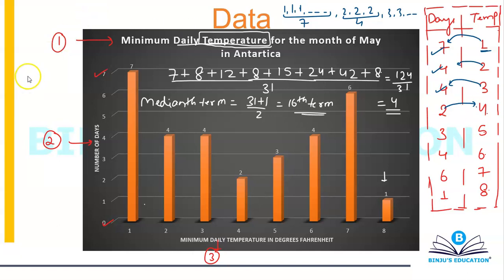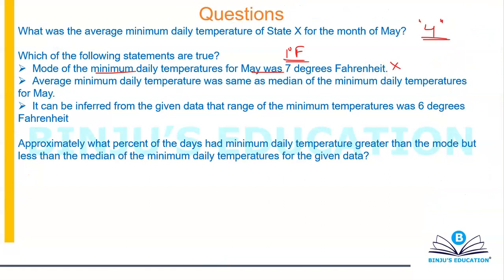So you have your mean, which is 4. You have your median, which is 4. You have your mode, which is 1. You have all the 3 values. Okay. So the second statement is average minimum daily temperature was same as the median of the minimum daily temperature. Yes, this is correct. They both are 4 degree Fahrenheit.